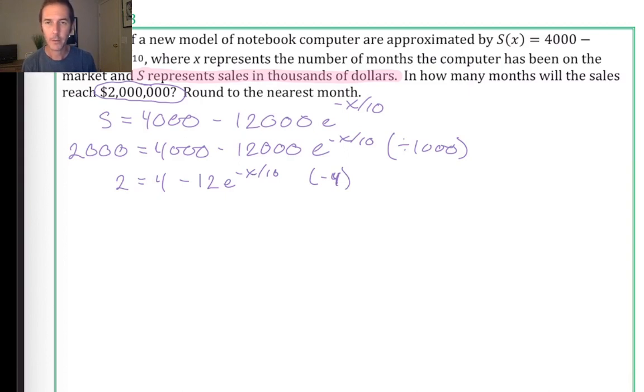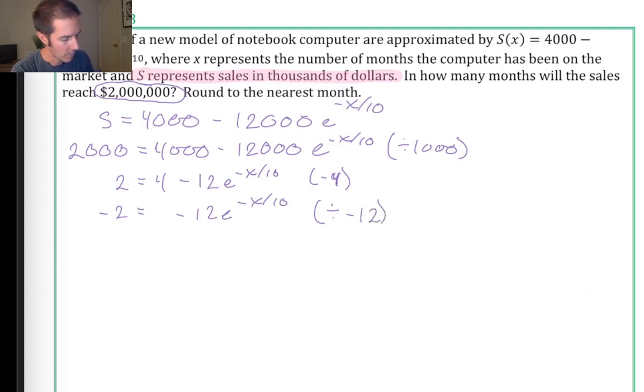Maybe, depending on the instructor that you have, if you have to memorize this formula, this equation, or some particular equation that's given to you, maybe memorizing it's going to be the hard part. But from here on, the arithmetic should be pretty easy. So let's take away 4 from both sides so that we've got negative 2 on the left, negative 12e to the negative x over 10 on the right, and I will divide both sides by negative 12.